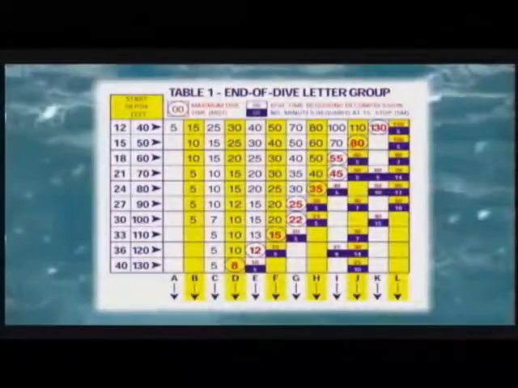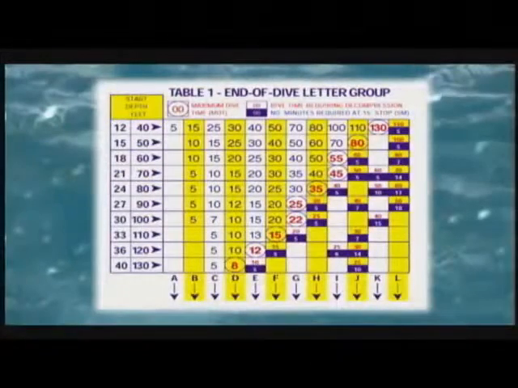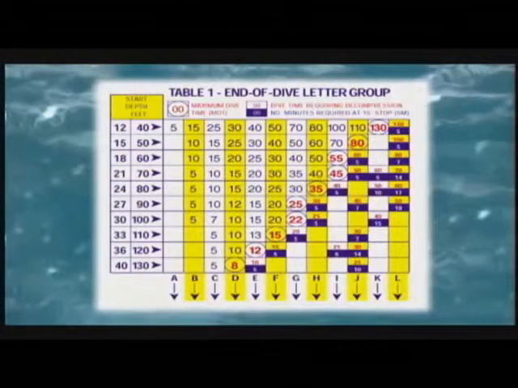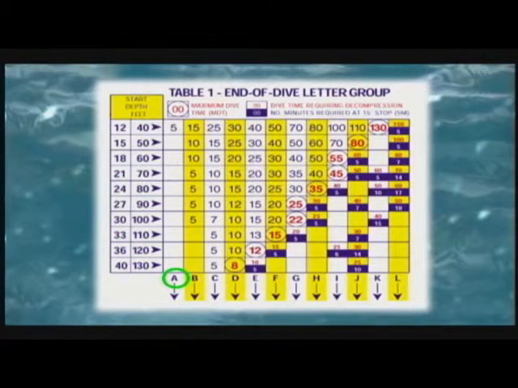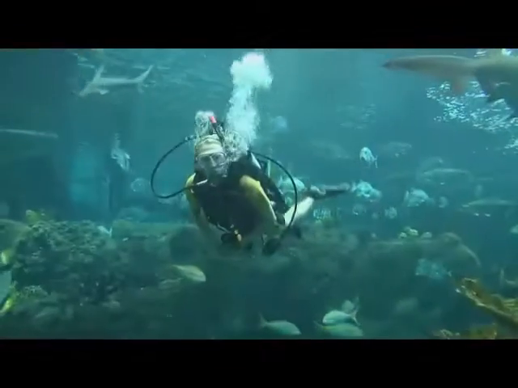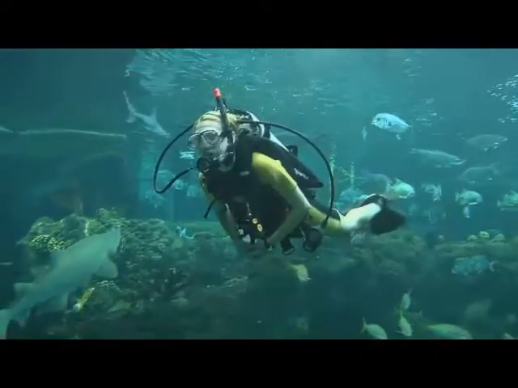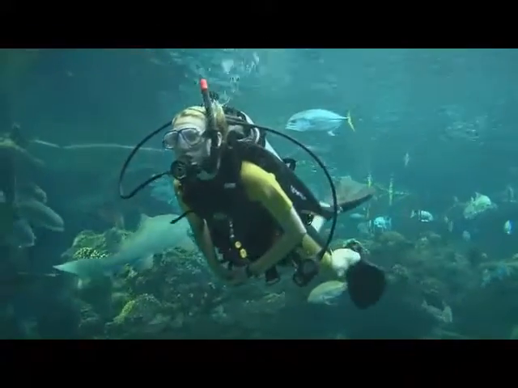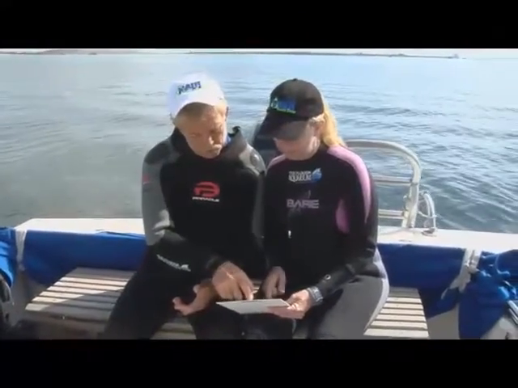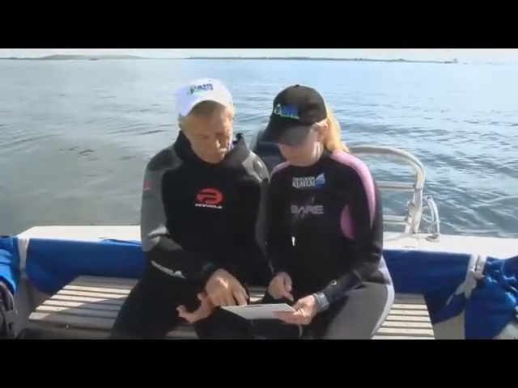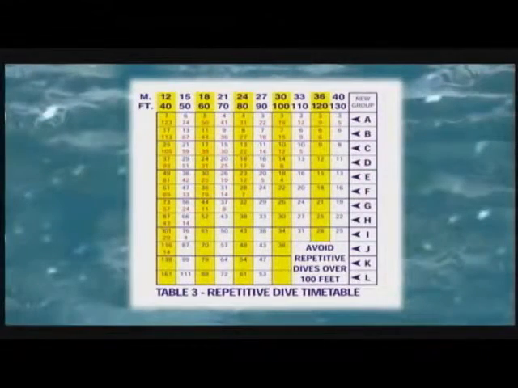The NAUI dive tables use a letter group designation to express the amount of residual nitrogen in your body. The letter A represents the smallest amount. The amount of nitrogen progresses through to the letter L. When you dive, a letter group from the tables designates the amount of nitrogen you have absorbed during the dive. As you spend time at the surface between dives, you're assigned a lower letter group as you off-gas nitrogen. When you start a new dive to a given depth, your letter group at that time determines the time representing the residual nitrogen in your body. The tables show you how to subtract this time from the normal dive time limits.